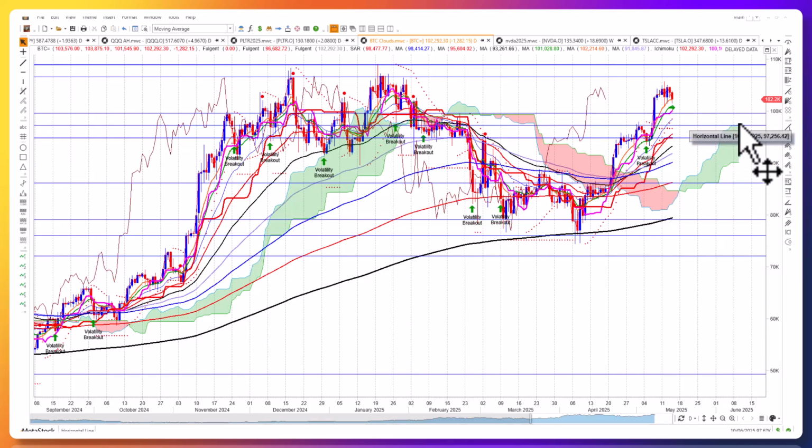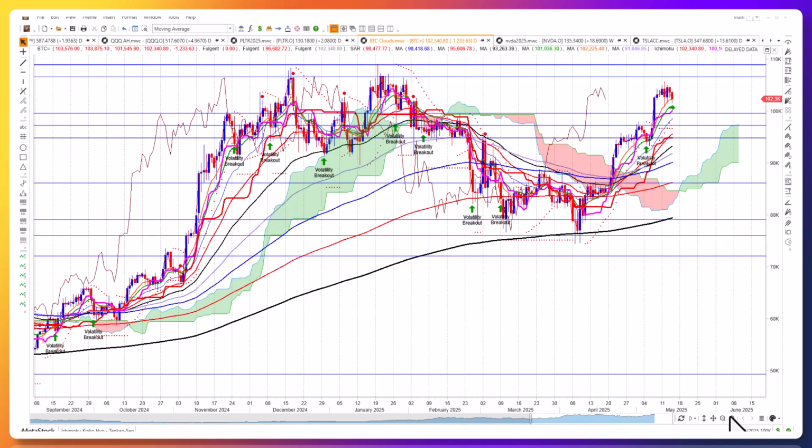So watch out for the top end of the front end of the cloud as potential support, 97 and then 94. So that's the downside risk for a consolidation of this move. And then watch out for a support test here at 99.5. It will be interesting to see if we're going to get a support test of the turning line of the Ichimoku cloud.